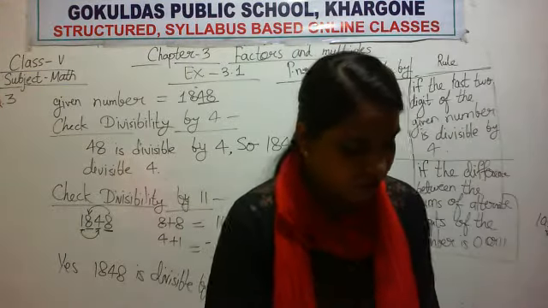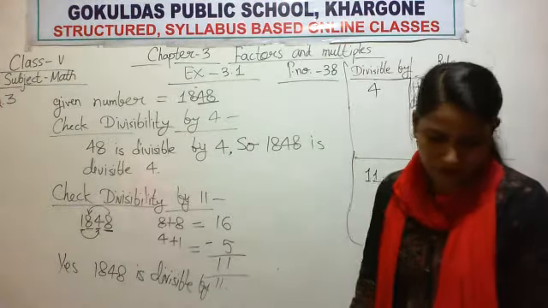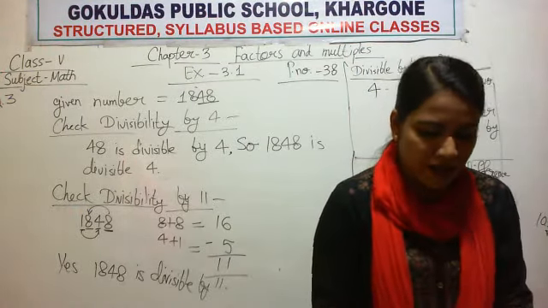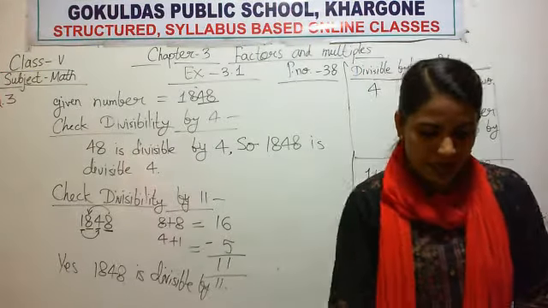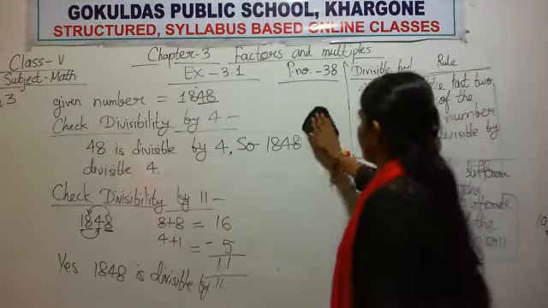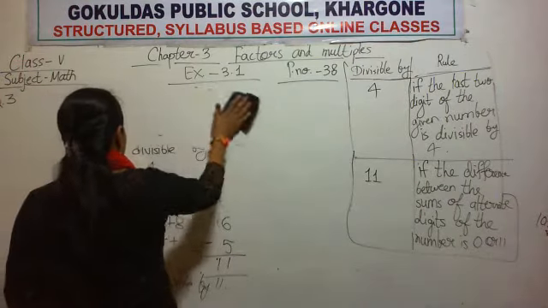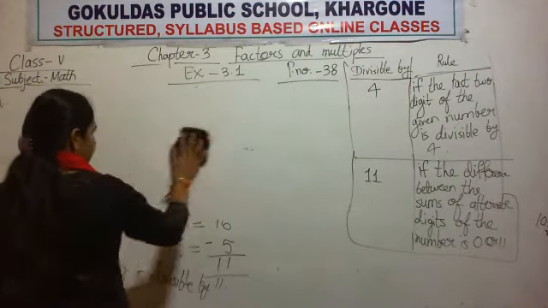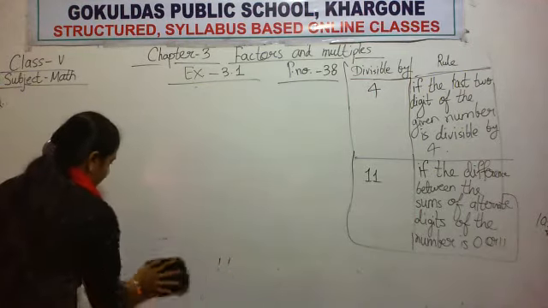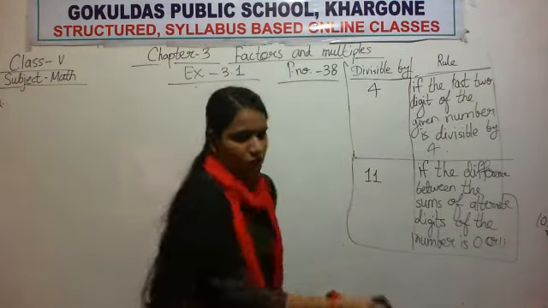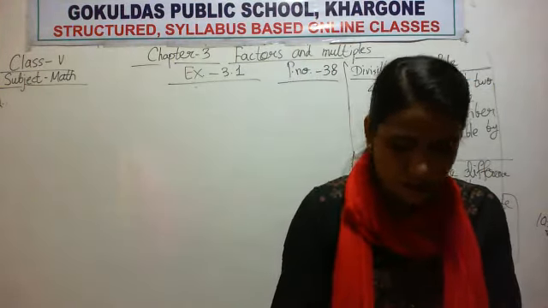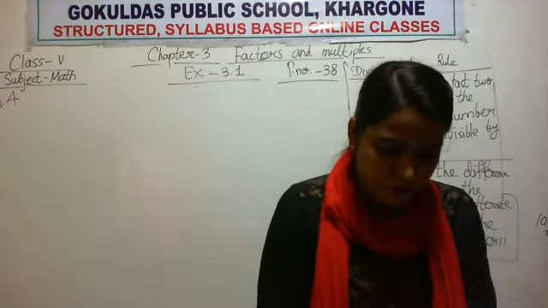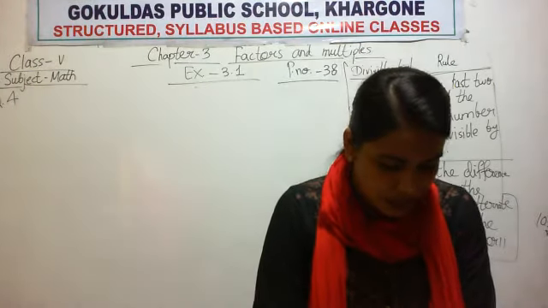Now let us do question number 4. State true or false. A number divisible by 12 must be divisible by 3 and 4. Okay, question number 4.